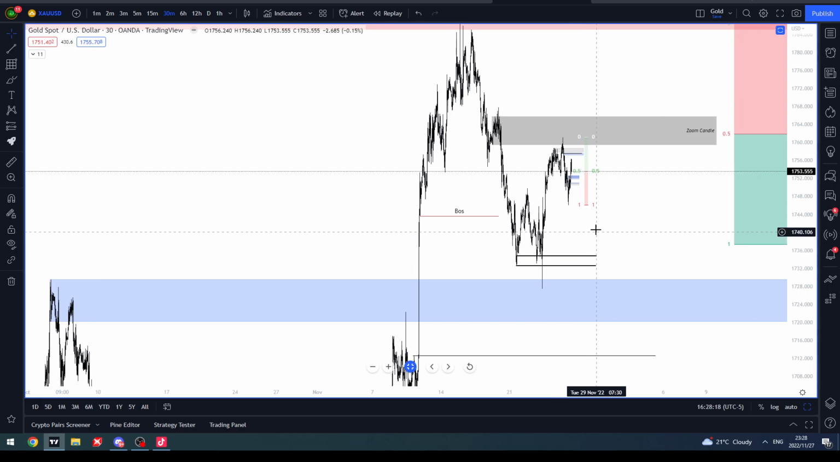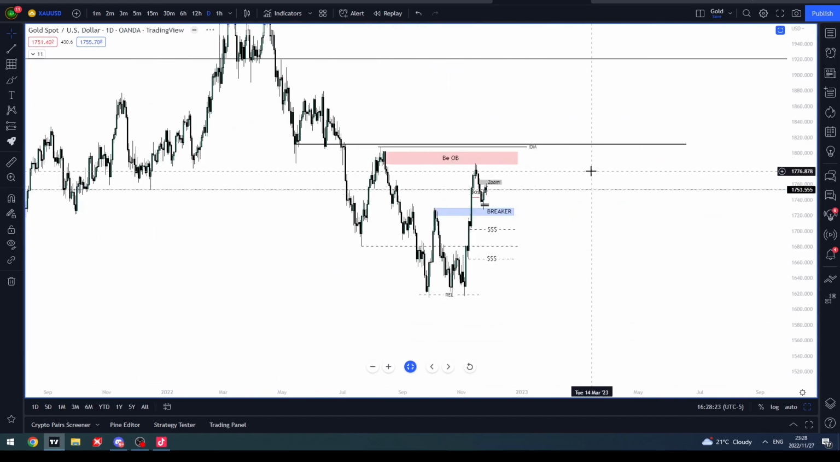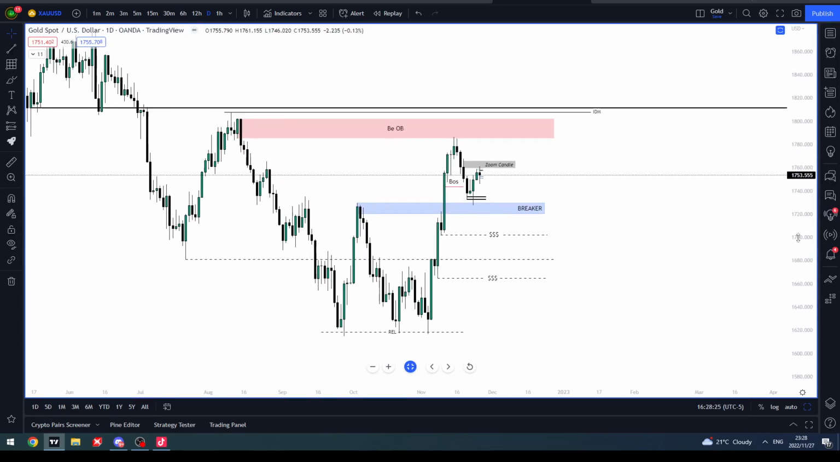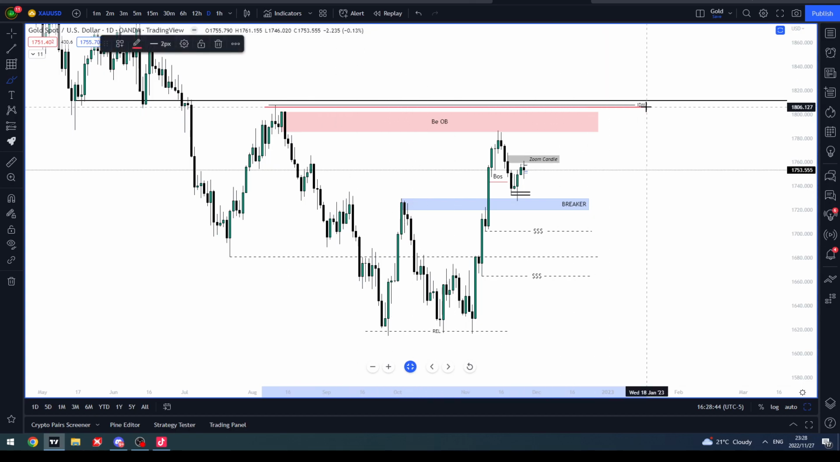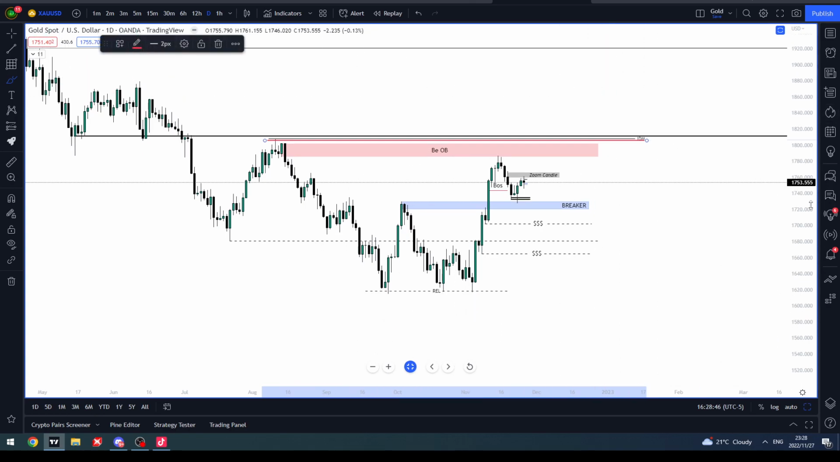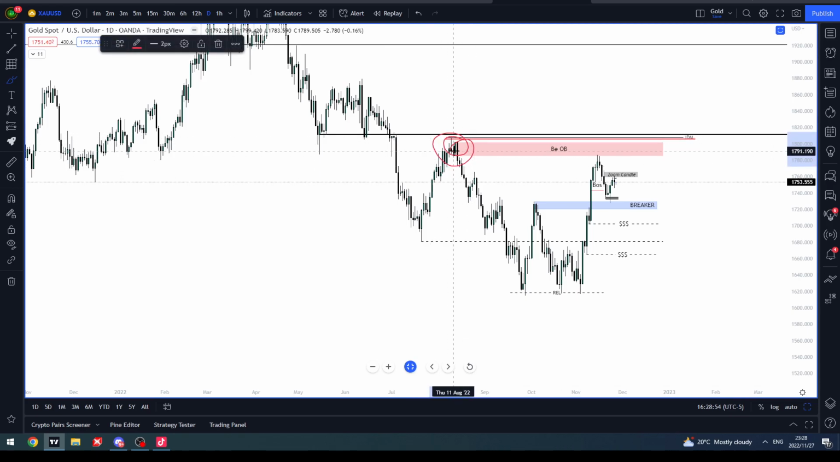And let's have a look on the daily. Chances are the draw on liquidity is above us here. You can see it tapped into the breaker and then had a massive reaction off of it. So this would be considered fair value for buying around here. And we are targeting, you have a bearish order block here and a previous high here, which is just below this bit of consolidation here. So taking out this would be the draw on liquidity.